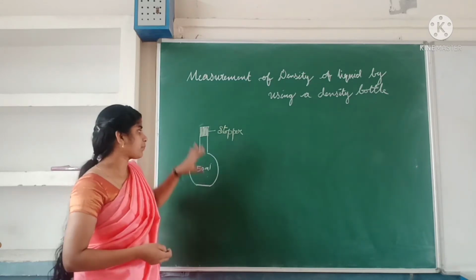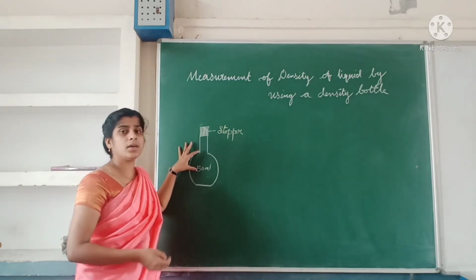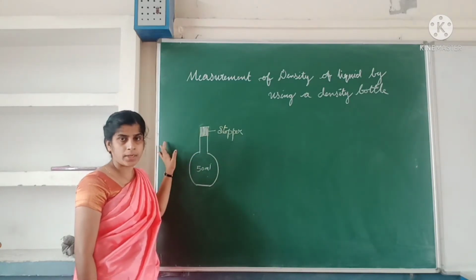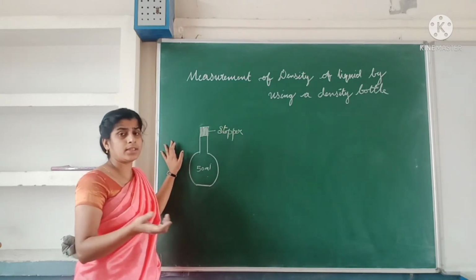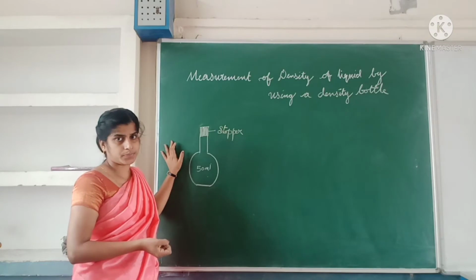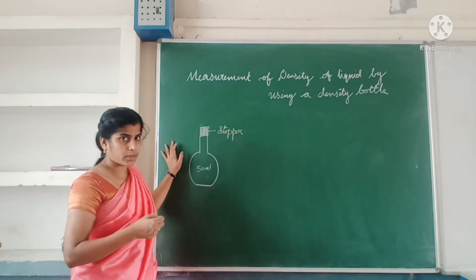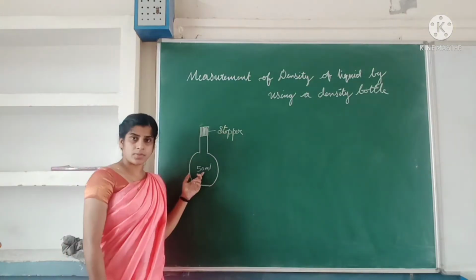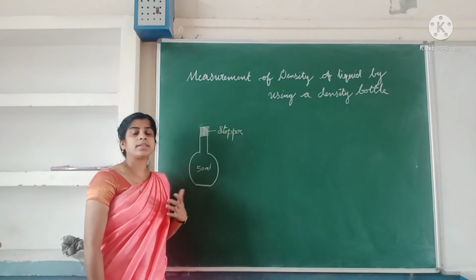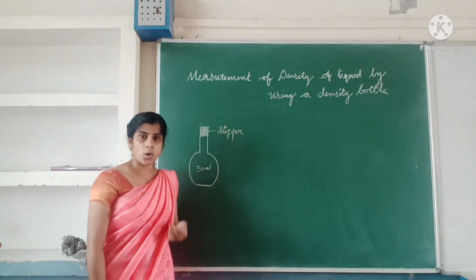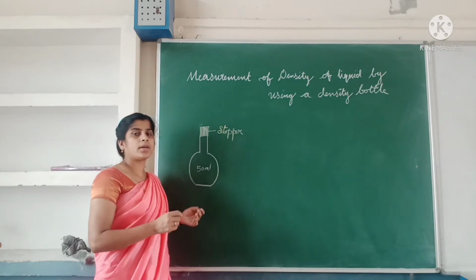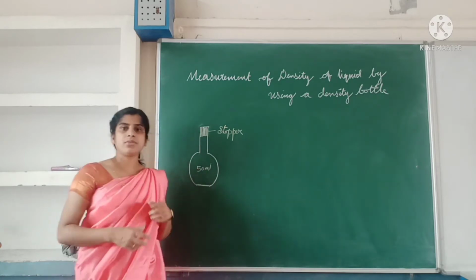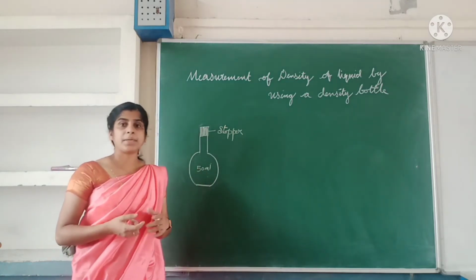So first, wash the density bottle with distilled water, dry it, then take the weight with the physical balance. The second step: fill the density bottle with distilled water and insert the stopper, then wipe the outside, dry it, and take the weight. The third step: pour off the water from the density bottle, dry it in hot air, and fill it with the given liquid, any liquid like kerosene, alcohol, bromine solutions, etc.